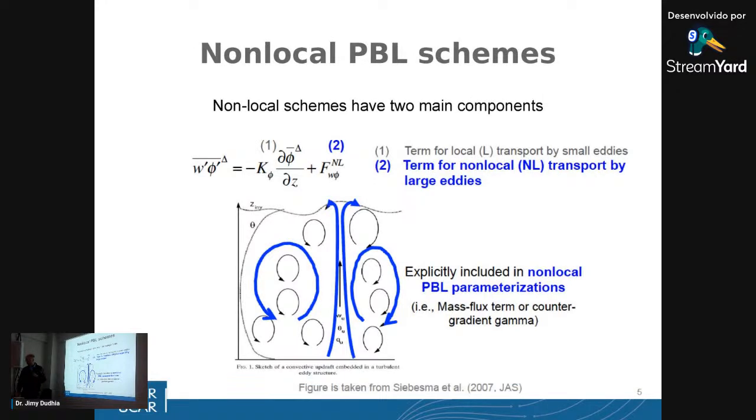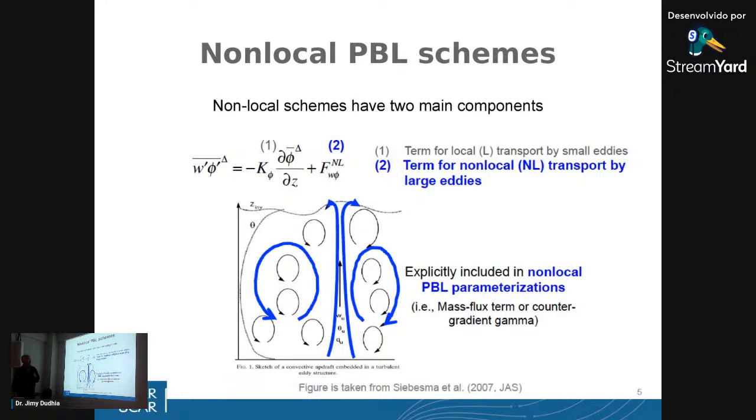So PBL schemes come in a couple of different types. We have non-local schemes and we have turbulent kinetic energy schemes. So non-local schemes, we treat the flux. This is the flux in a given layer. It's a function of the local gradient, like in diffusion, plus there can be a non-local term like these thermals, the deep one, the blue arrows here. So we have to treat both these types of terms. It's a combination of a local mixing and a non-local thermal. This is why they're called non-local schemes.